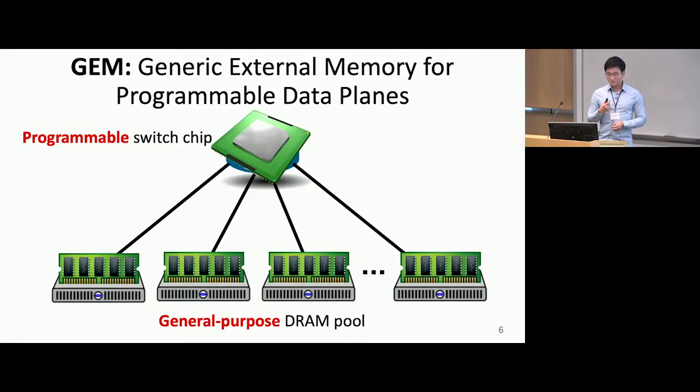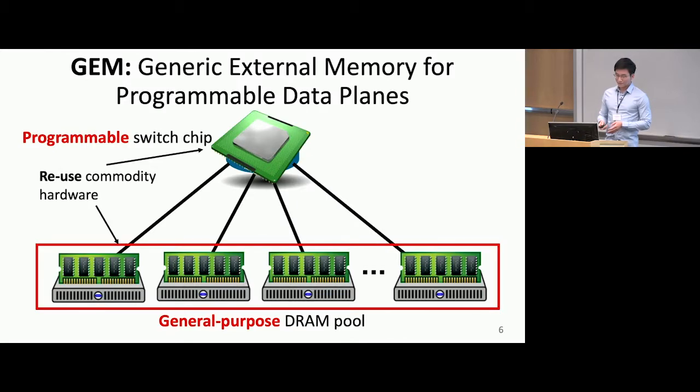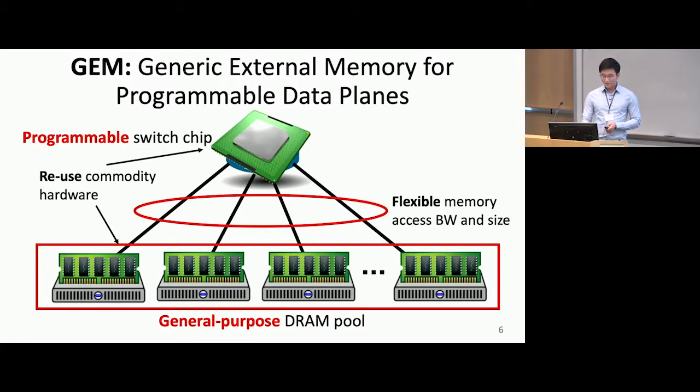The key advantage of this approach is that it's very cheap, flexible, and readily available. It just reuses existing commodity hardware in the data center without adding additional infrastructure cost. Also in GEM, you can adjust the amount of bandwidth to access remote memory at runtime. For example, you can choose 1 gigabit per second or multiple hundred gigabits per second depending on your memory demand.